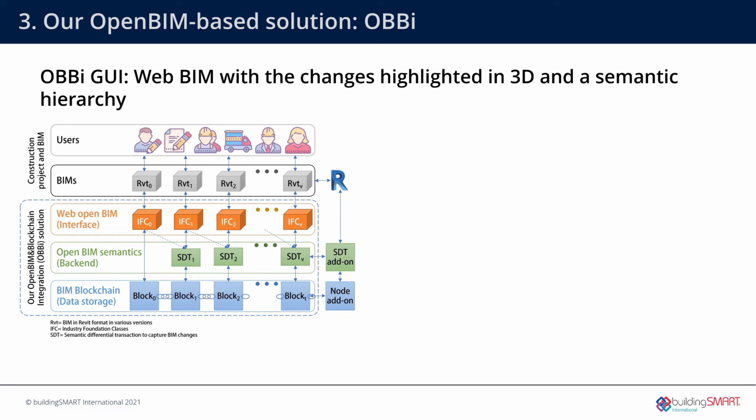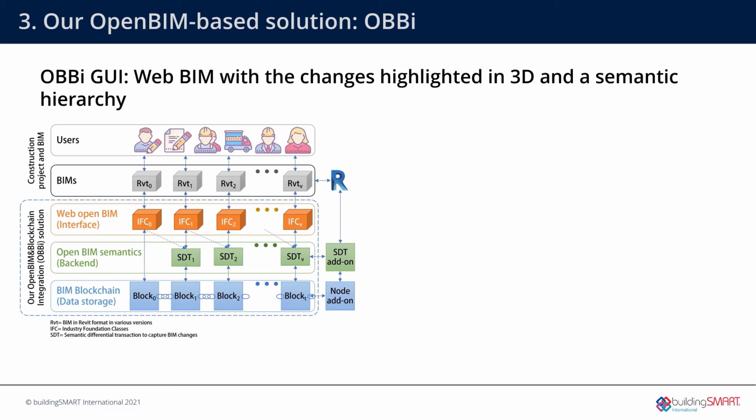The OB system with a particular web openBIM for users can visualize and track the changes. We have 3 layers in our OB solution: the web openBIM interface, the openBIM semantic interface, also known as the backend, and blockchain BIM as the data storage. Along with the project tools, we have many versions of the Revit, and we have the synchronized versions of the IFC. And then comparing every 2 versions of the IFC, we can have the SDT. And all these versions and changes are stored in the blocks on blockchain.